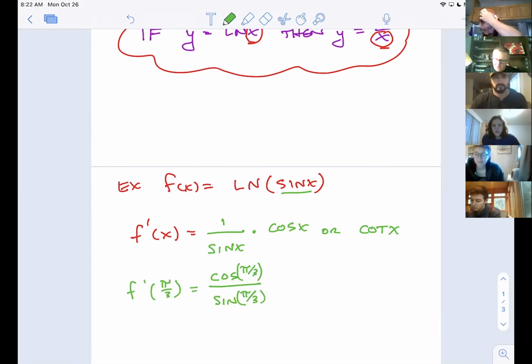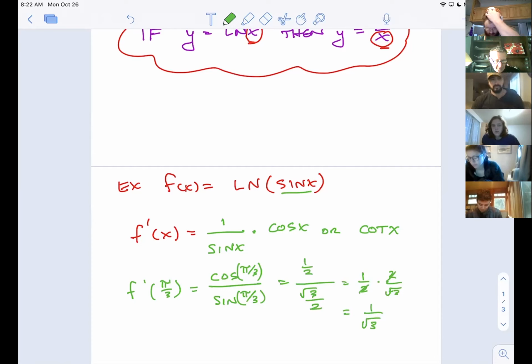So I'm looking at my unit circle chart. I'm looking at pi over 3, and I'm seeing the cosine of pi over 3 is a half. And I'm seeing the sine of pi over 3 is square root of 3 over 2. So to divide fractions, you multiply by the reciprocal. Oh, isn't that fun? The 2's cancel. So you get 1 over the square root of 3. And just to see that as a decimal, my calculator says 1 divided by the square root of 3 is approximately 0.577.